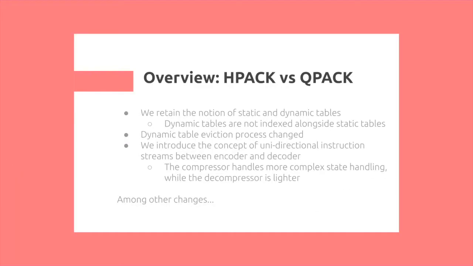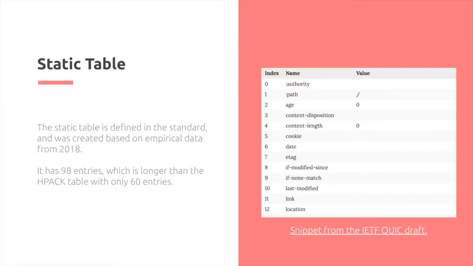So what is different in QPACK? At a high level, you retain the notion of static and dynamic tables, but dynamic tables are not indexed alongside static tables. The dynamic table eviction process has also changed, and we also introduced the concept of unidirectional instruction streams between the encoder and decoder, along with some other changes. So what do the tables look like?